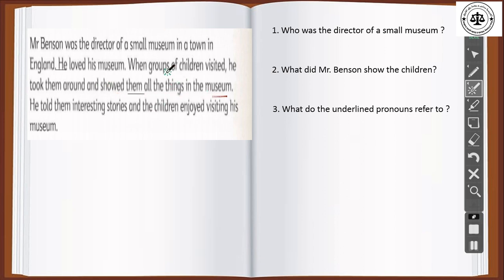Who visited Mr. Benson? Yes, a group of children visited Mr. Benson in his museum. So Mr. Benson took them around and showed them all the things in the museum. Showed them. Them here refers to children. Show the children all the things in the museum. Okay? He told them, he refers to Mr. Benson, he told them, them refers to the children. Okay? He told them interesting stories.